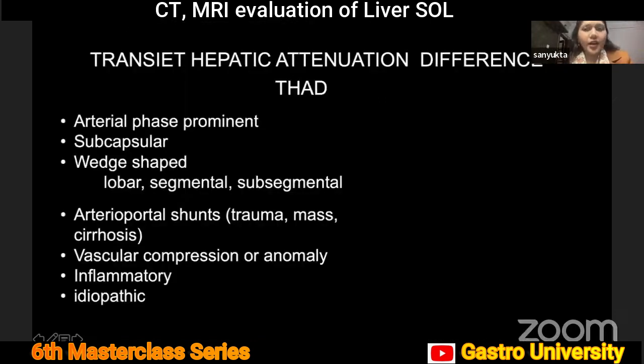So this is a transient hepatic attenuation difference, or THAD, which is an arterial phase prominent perfusion abnormality, usually subcapsular, wedge-shaped, and sharply demarcated. It is usually in the setting of arterioportal shunts, for example, in trauma, mass, cirrhosis, inflammatory, idiopathic, or vascular compression or anomalies.